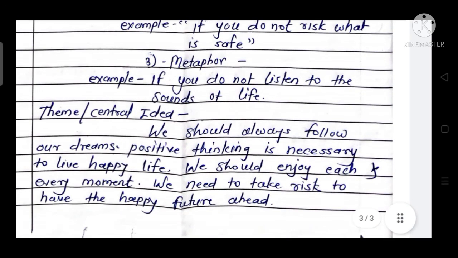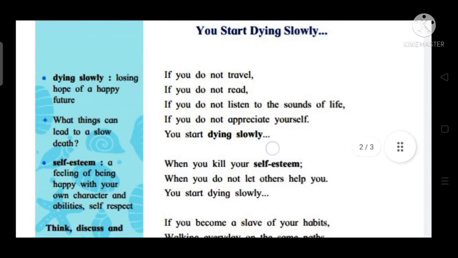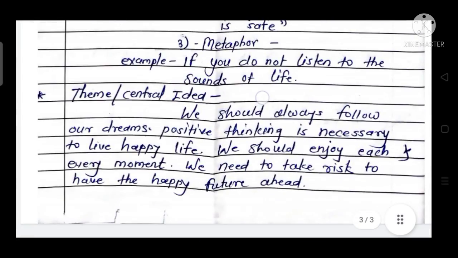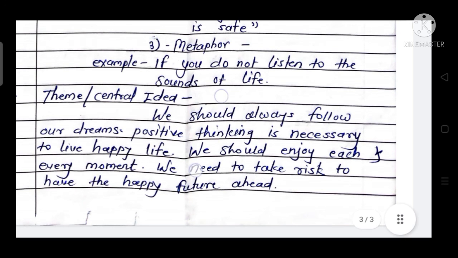Now the last point, theme and the central idea. This point is very important, because in order to write it, we must know the theme or the meaning of the poem. We should know the object of composing this poem. So the poem "You Start Dying Slowly" has a theme or central idea, which has been written here. That central idea is that we should always follow our dreams. Positive thinking is necessary to live a happy life. We should enjoy each and every moment. We need to take risks to have a happy future ahead. This will be the theme or central idea of this poem.